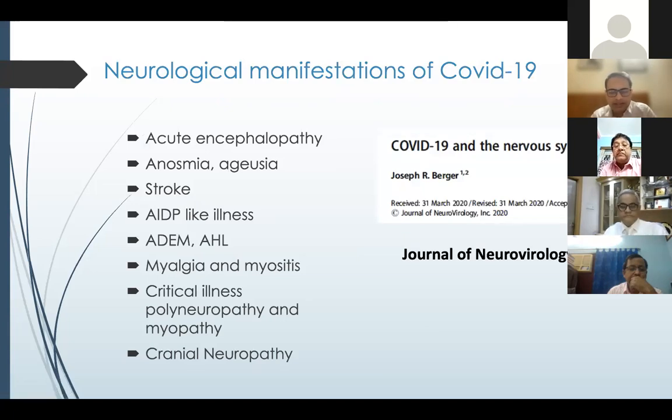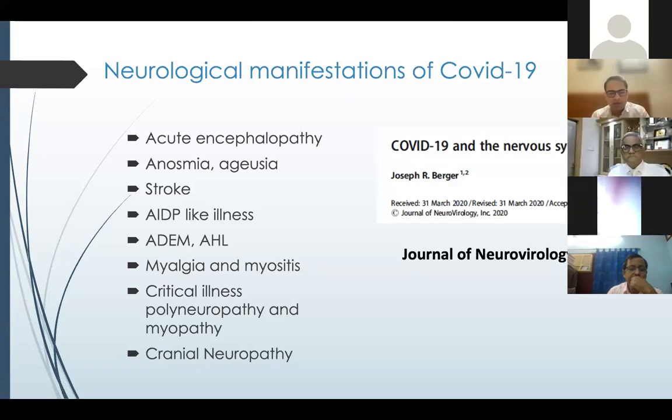If we look at the list of neurological disease entities following COVID, we can see, as we mentioned in the previous slides, acute encephalopathy, stroke, AIDP-like illness like GB syndrome or Miller-Fisher syndrome, ADEM or acute disseminated encephalomyelitis, acute hemorrhagic encephalopathy, myalgia and myositis, critical illness polyneuropathy and myopathy, and cranial neuropathy. These are the common neurological disease entities we have seen even in our practice following COVID infections. I have personally seen a number of Bell's palsy-like presentations in COVID patients in our OPD during the second peak of the pandemic in India.